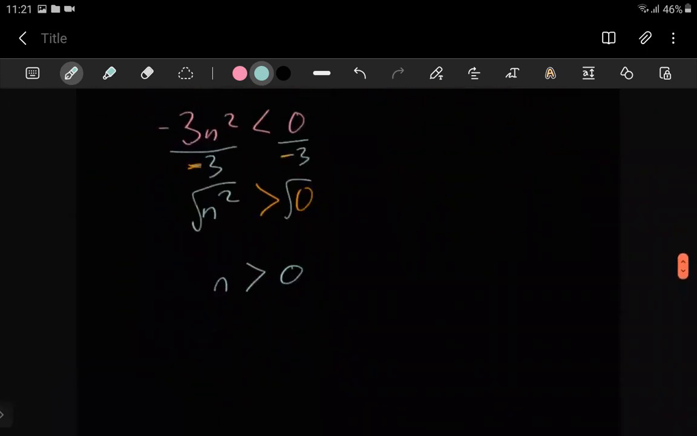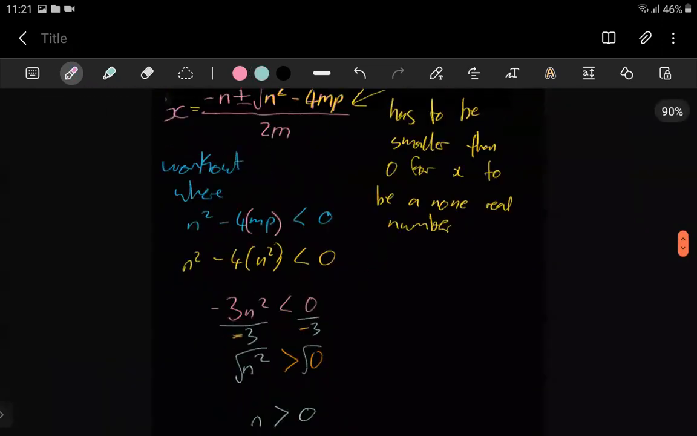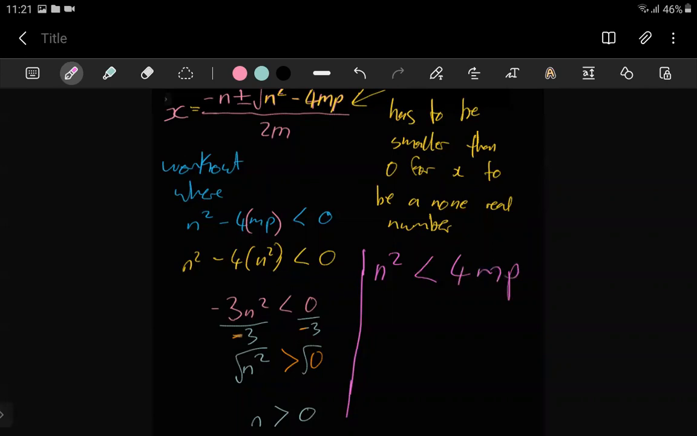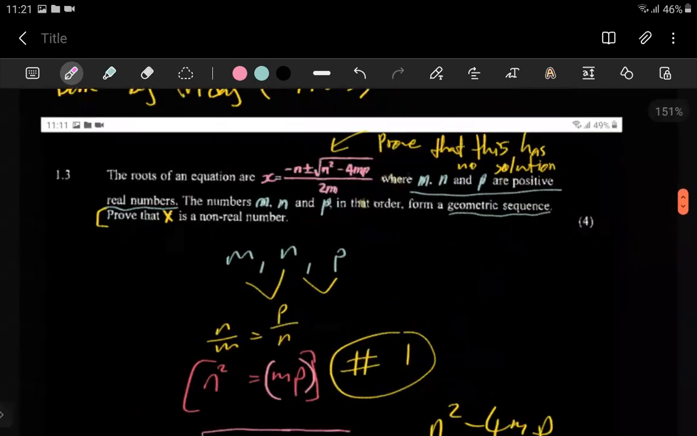Oh yeah. So we said, if this is not giving us something that makes sense to answer our question, what we can do is try and see what comes out from this without doing anything. n squared minus 4mp smaller than 0. So if the minus 4mp goes to the other side, we will have 4mp, and then n squared smaller than 4mp. For 4 marks, you might be overthinking the question a little bit.